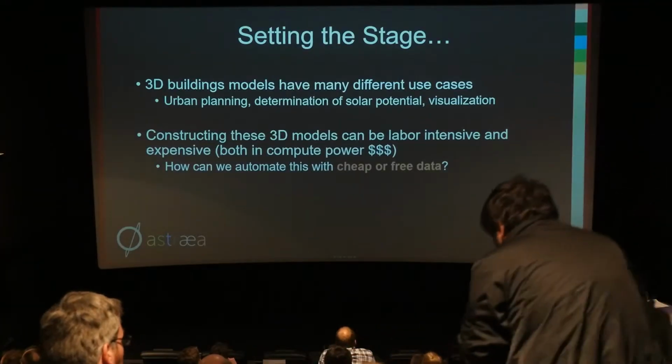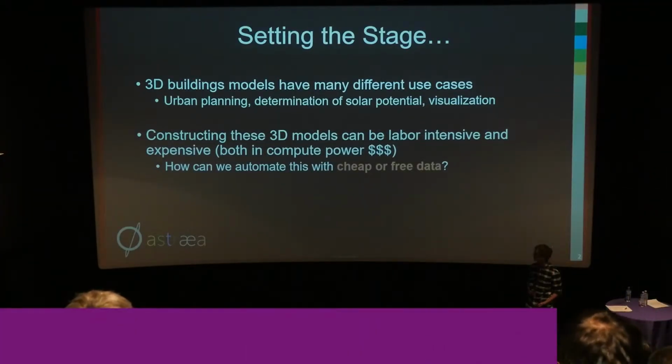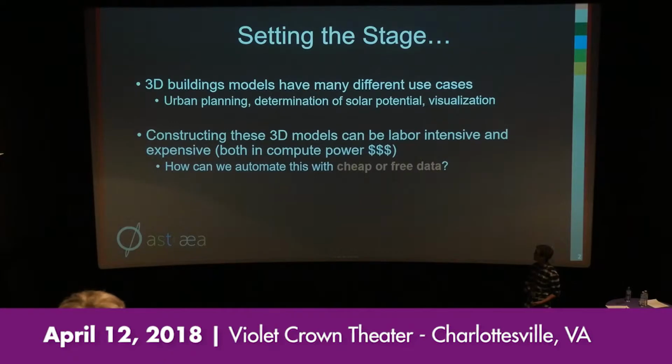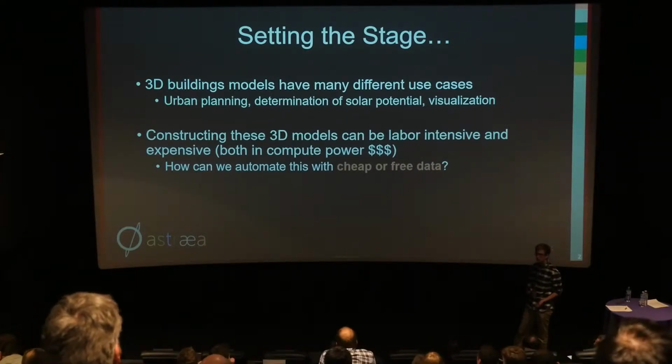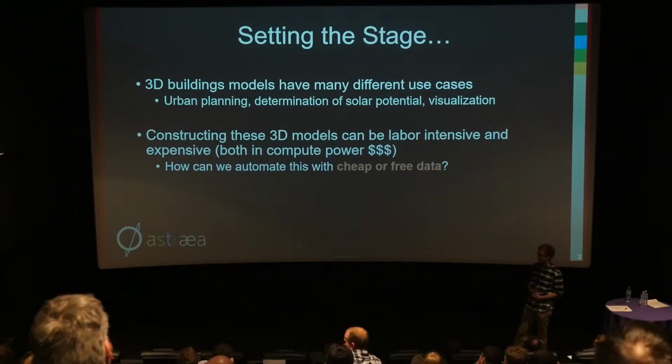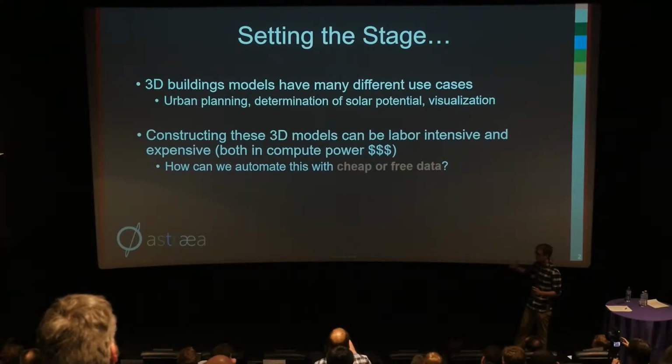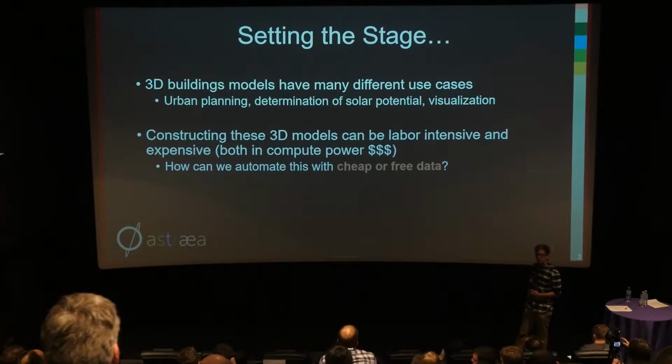So, 3D city models are very useful for a lot of different use cases. Some of them are determining solar potential by seeing if any tall buildings are blocking out a shorter building, urban planning, emergency planning, and just pure visualization.